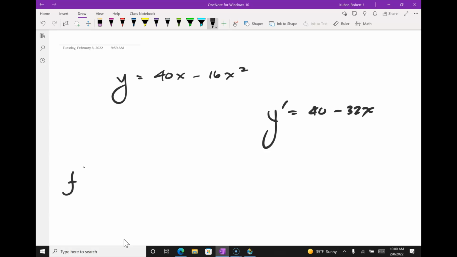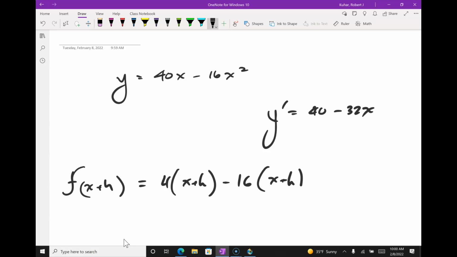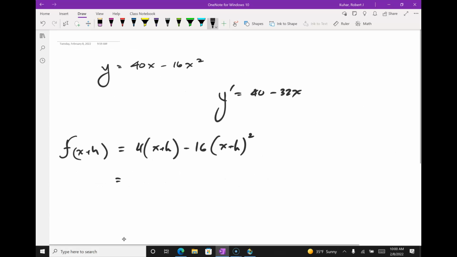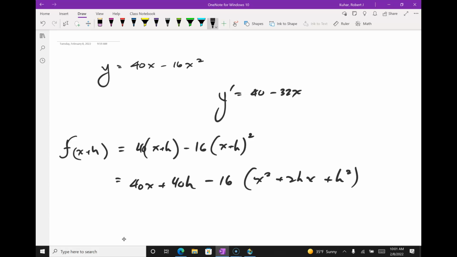Okay, f prime. Well, let's do it this way. Let's do f of x plus h, right? So 40 times x plus h minus 16 times x plus h quantity squared. When I have polynomials, I prefer to do this. I don't go right into the whole formula. I like to get the f of x plus h, then the f of x, then subtract, make it a quotient, right? So that's a 40, sorry. So 40x plus 40h minus 16 times x squared plus 2hx plus h squared.